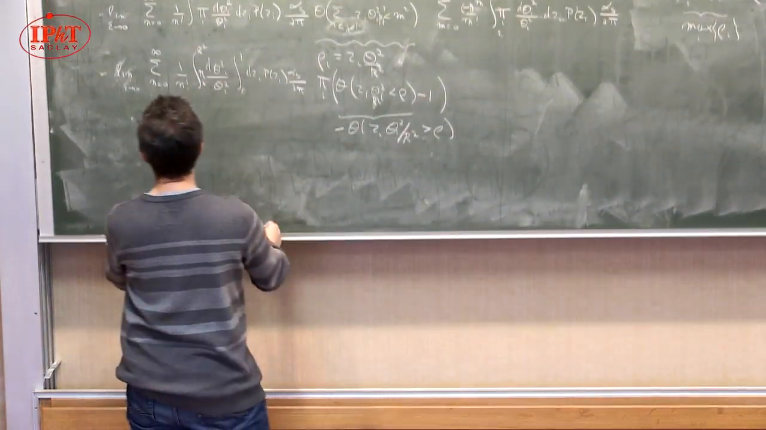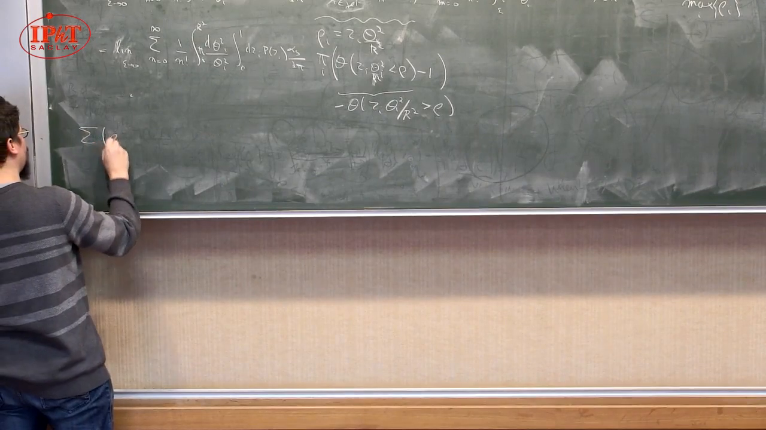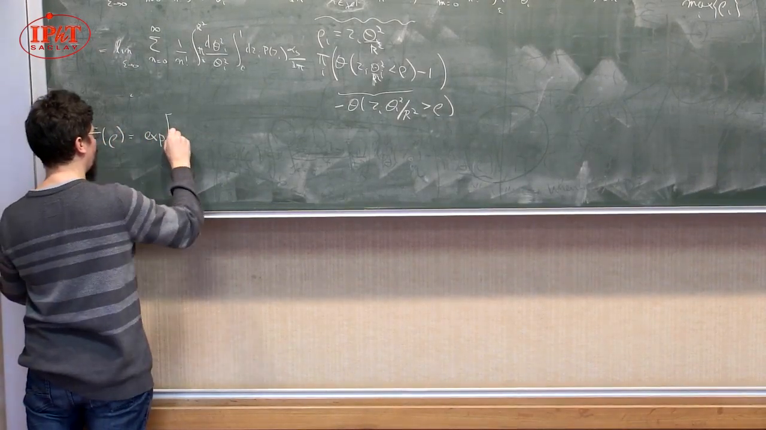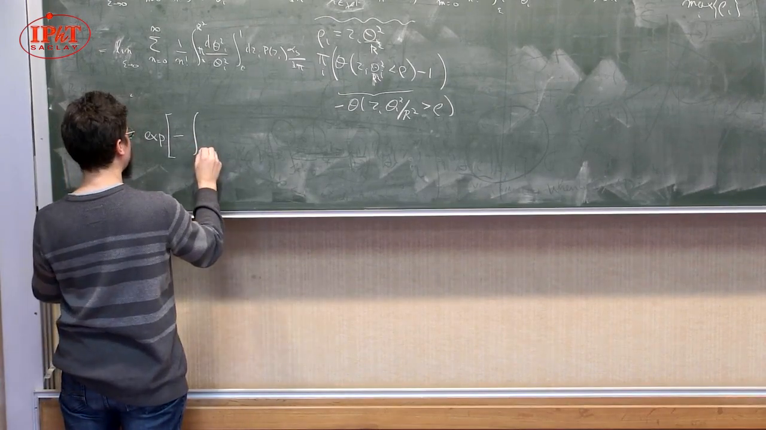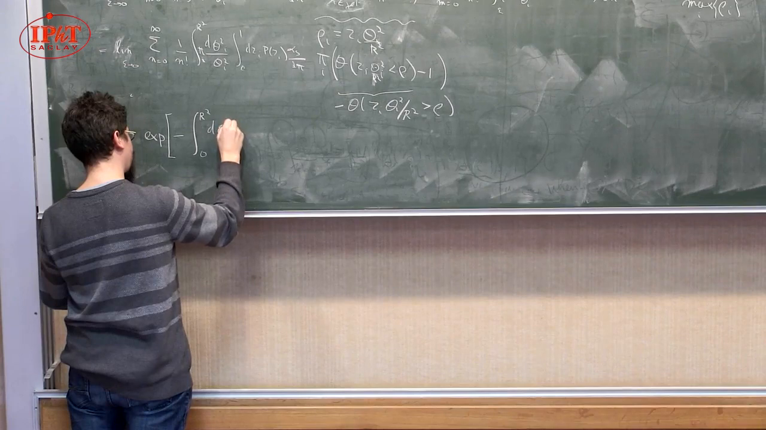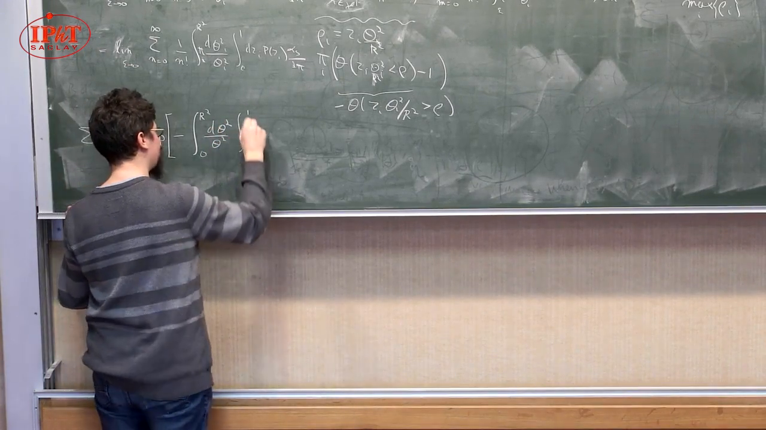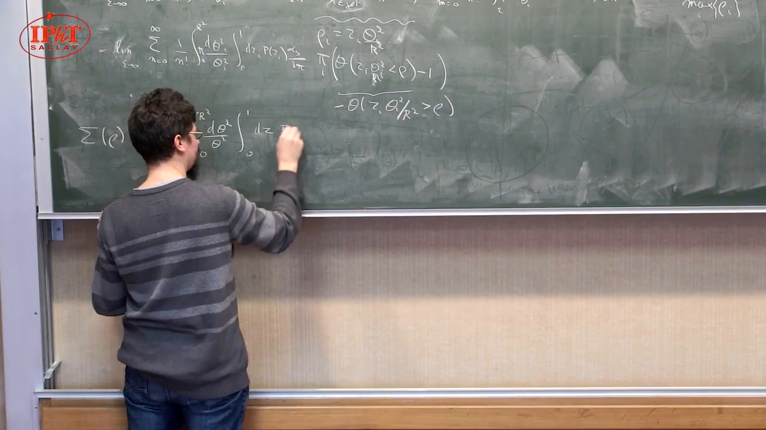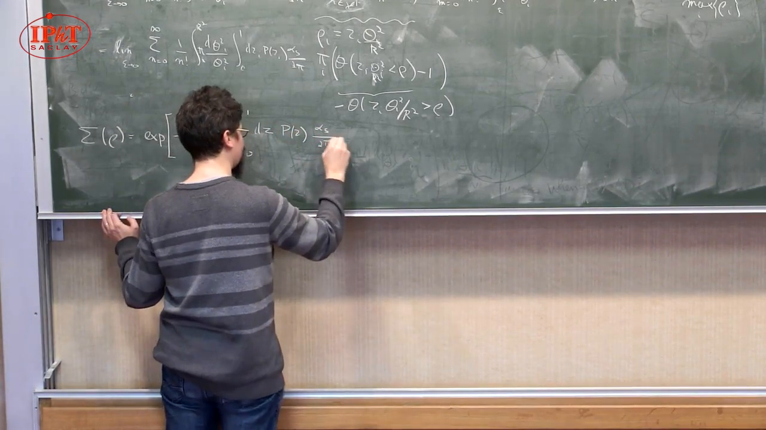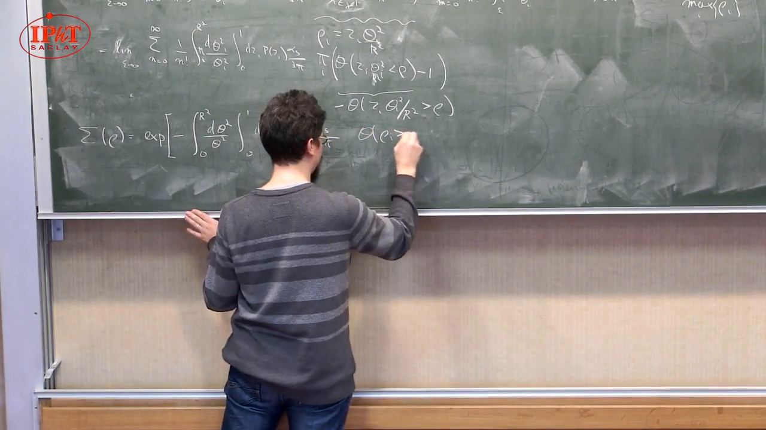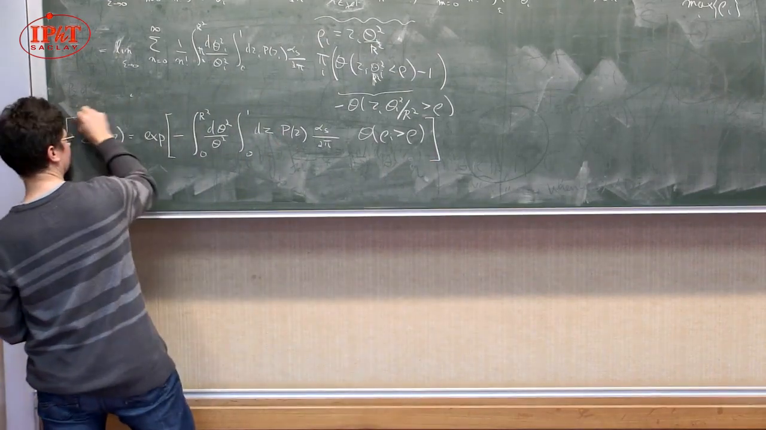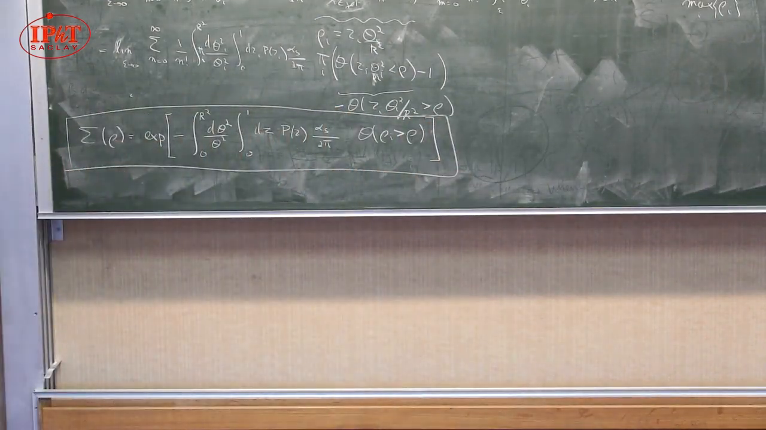And so at the end of the day, this gives you sigma of rho, which is just the exponential of minus the integration between 0 and r squared, the integration between 0 and 1 dz P of z, alpha s over pi, theta of rho i big enough. Now should you also use automatically P of z equals 1 over z to be consistent? I'll get there in a minute. So let me first comment on this and then discuss P of z afterwards.